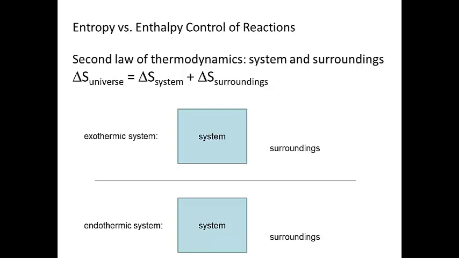The main thing that affects the surroundings when a reaction happens is the heat that is either given to the surroundings or absorbed from the surroundings, and what that does to the entropy of the surroundings as the surroundings get warmer or colder.